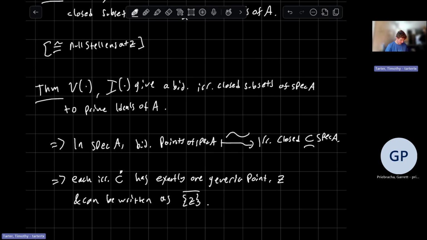And then we'll open up on Tuesday with quasi-coherent sheaves. And at this point, we'll get into big algebraic geometry stuff.